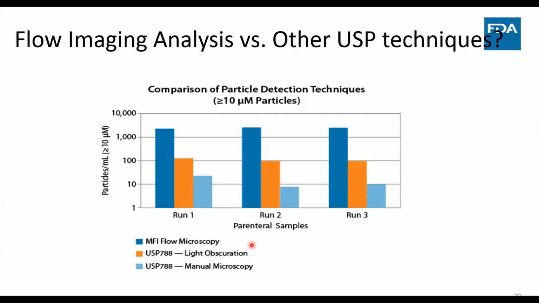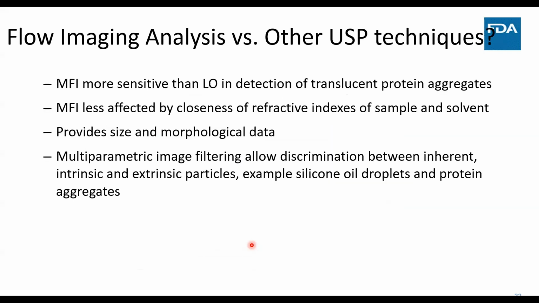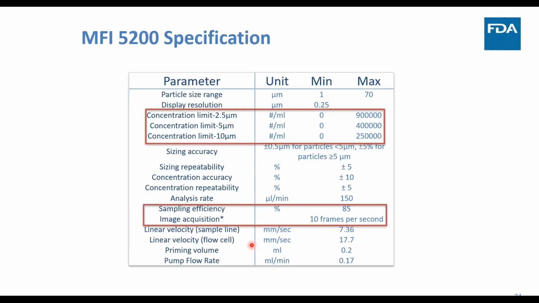And this difference generally might stem from the fact that our flow imaging technique might not be as affected by differences in the contrast between our particle and our medium as much as light obscuration is affected. Flow imaging is more sensitive than light obscuration in detecting translucent protein aggregates. It's less affected by the closeness of refractive index of sample and solvent. We provide size and morphological data. The morphological data allows multi-parameter filtering, which allows us to discriminate between inherent, intrinsic, and extrinsic particles. For example, silicone oil droplets can be distinguished from protein aggregates.